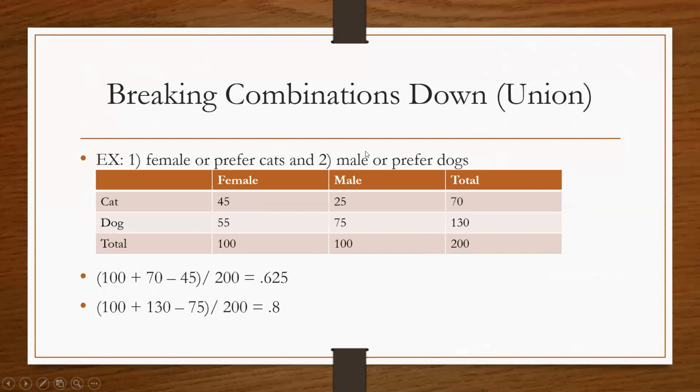And so then male and preferring dogs. Again, there are 100 people who are male, 130 who prefer dogs, and then you have to subtract the amount of males who prefer dogs and then divide by the total, and you end up getting 0.8.